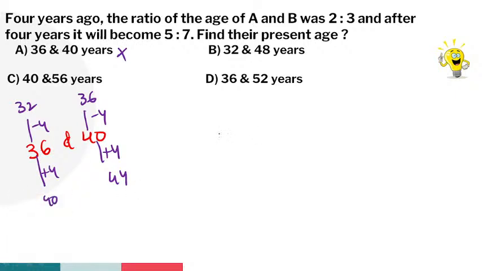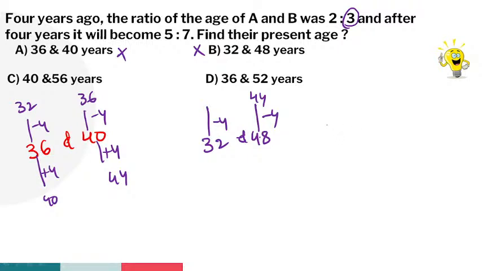Right. Coming to the second option. What is the second option? 32 and 48, guys. 4 years ago. Let's simply check: 48 minus 4 is 44. 44 is a multiple of 3. No. That's why it's wrong, guys. Okay. That's why wrong.